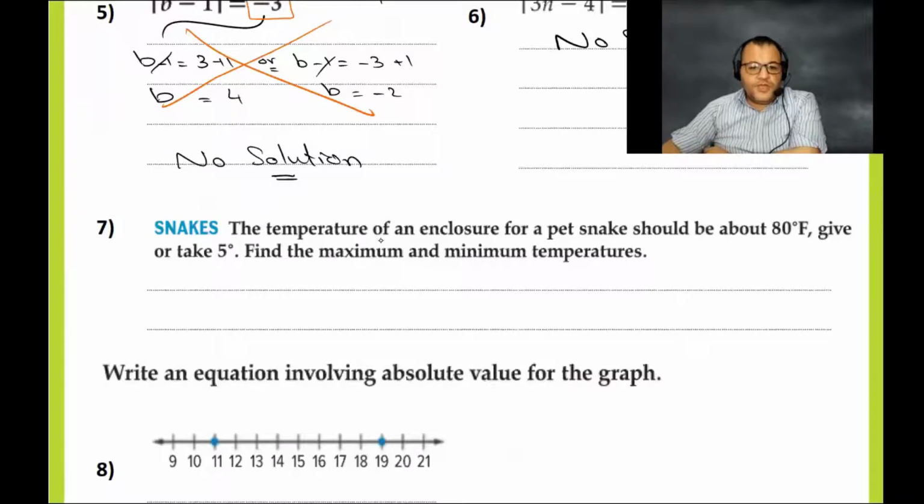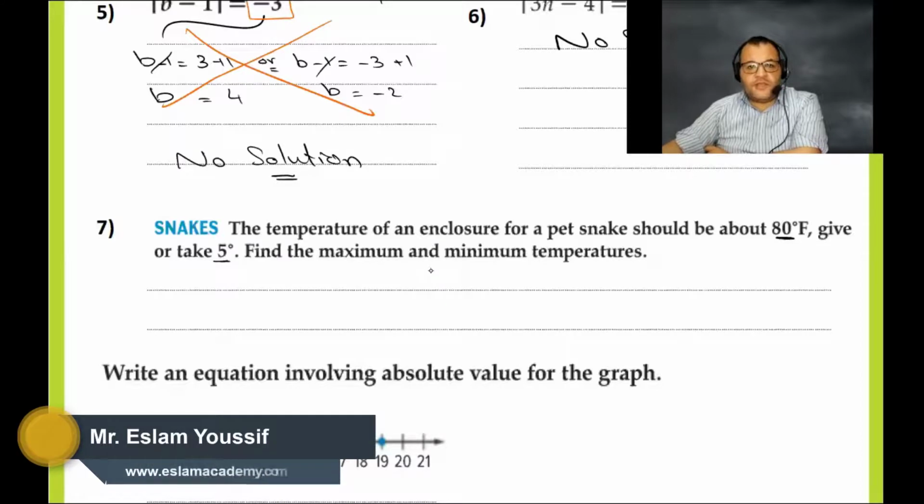So the temperature of an enclosure of a pit of snakes should be about 80. About means it's not an exact value. It could be increased or decreased, give or take 5 degrees. Find the maximum and the minimum temperature.